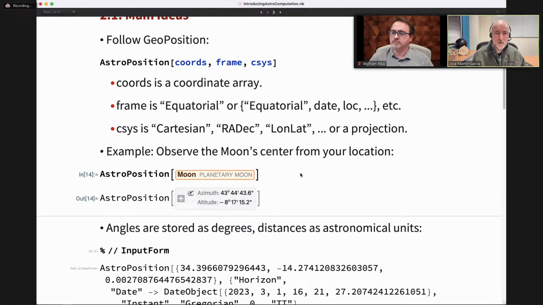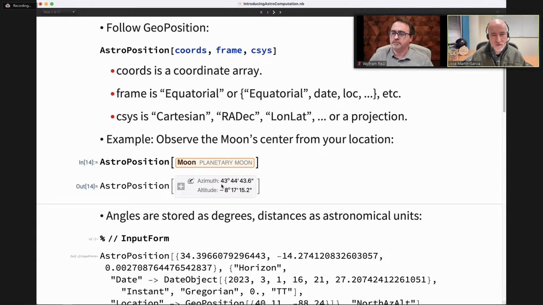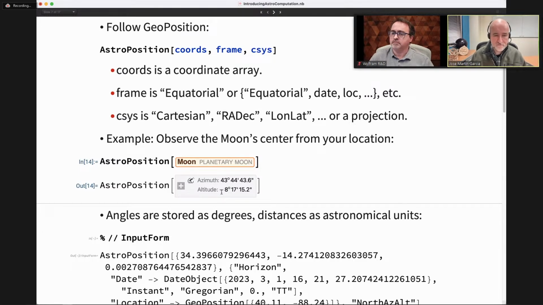Again, let's look at the moon, for example. Here we see the moon. It has an azimuth. This is an angle measured clockwise from north, and altitude. This is an angle measured from the horizon, and because it's negative, it means the moon is currently, from our position in Champaign, below the horizon.